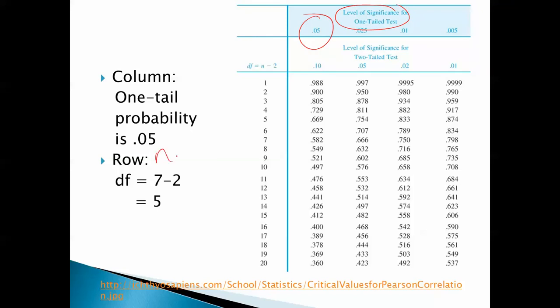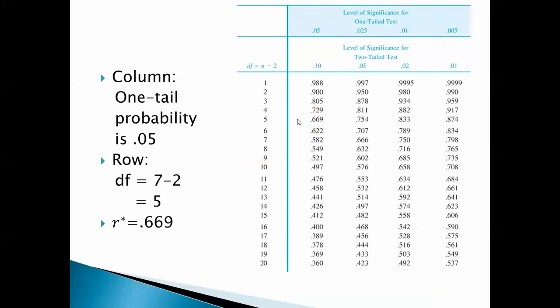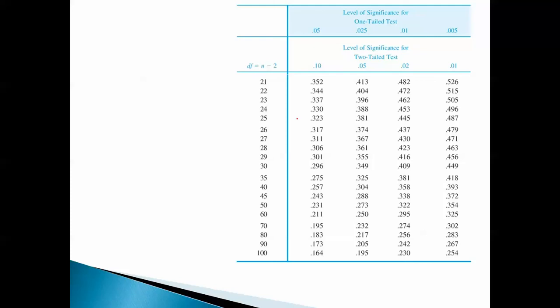DF, in other words, degrees of freedom, n minus 2. With tests of correlation, the degrees of freedom is the number of data points minus 2, or number of pairs minus 2. So it's 7 minus 2, which is 5. So we want this row and this column. 0.669, that's our value of r star. And this is what the chart would look like if the degrees of freedom is between 21 and 100.